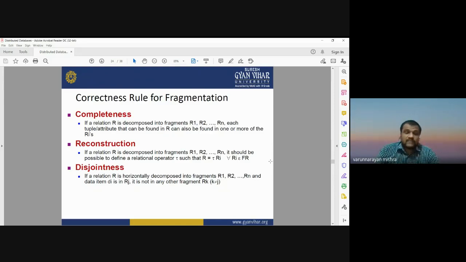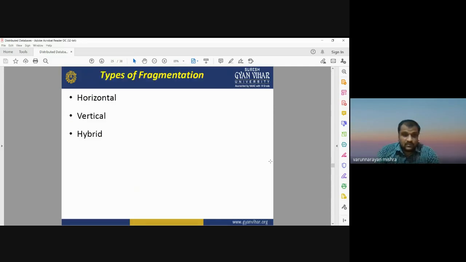So during the fragmentation process, we need to follow the rules of completeness, reconstruction, and disjointness, so that we can easily perform the fragmentation. As we already know, there are three kinds of fragmentation: horizontal fragmentation, vertical fragmentation, and hybrid fragmentation. We will discuss one by one what is horizontal, what is vertical, and what is hybrid fragmentation.